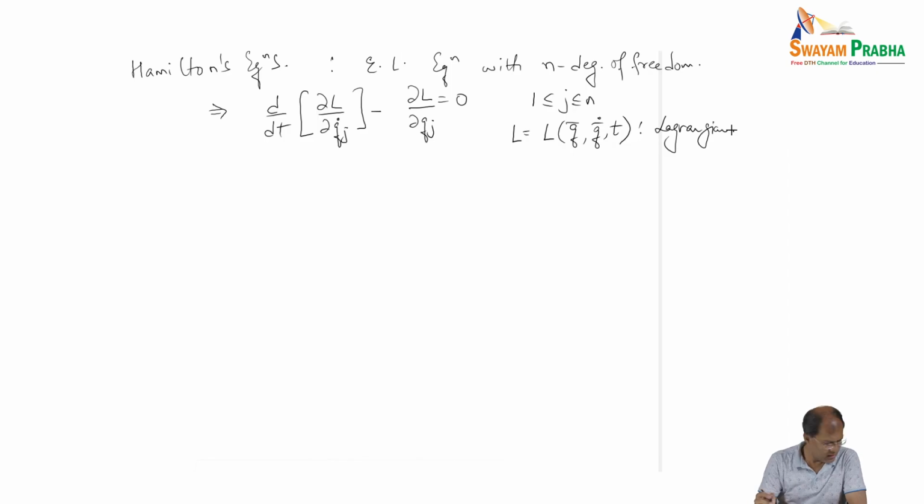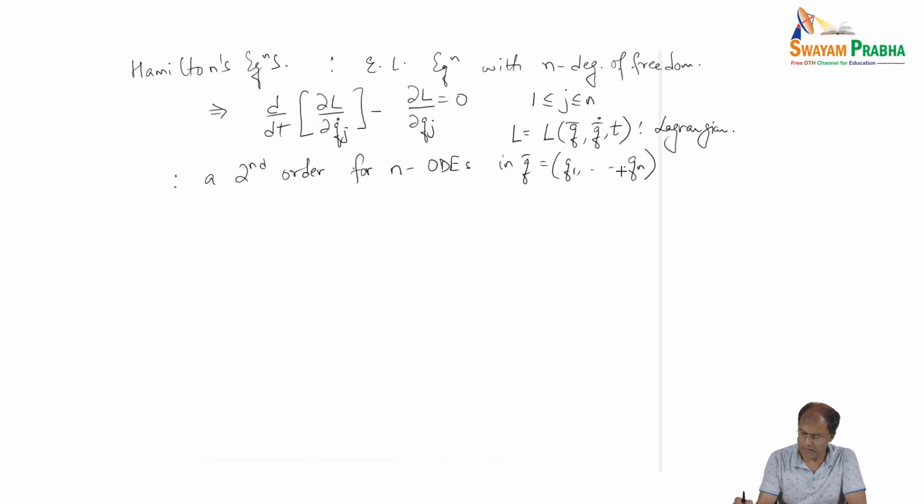Okay, so we are familiar that this is a second order differential equation for n ODEs in the variables q1, q2, ..., qn. And we are now going to convert this second order ODE into first order ODE. So now we will have 2n equations rather than n equations.